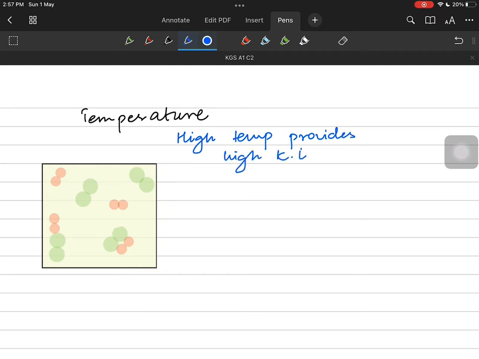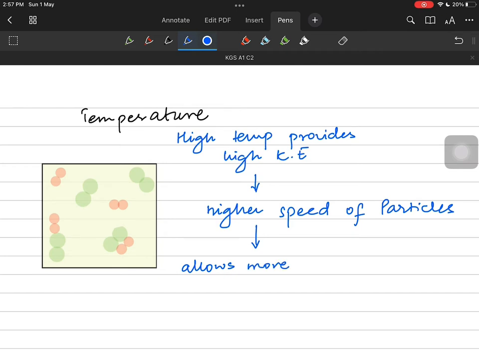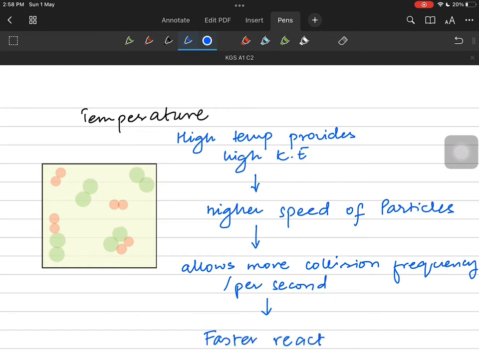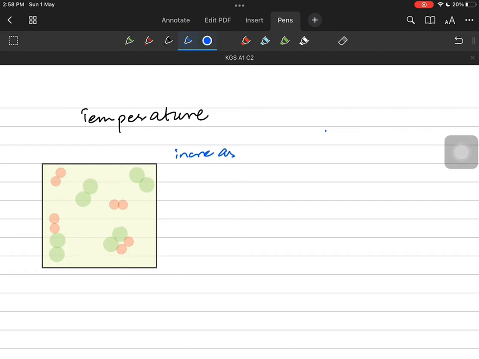Why? Because higher temperature increases the kinetic energy of the particles. If you remember physics, kinetic energy is related to the velocity squared. So higher speed of particles results when higher kinetic energy is available. And when higher kinetic energy is available, it allows more frequent successful collisions. It allows more collision frequency, which means more collisions per unit second. It's really important to say per unit second, or just the word frequency is enough. And when the collision frequency increases, it's a faster reaction.